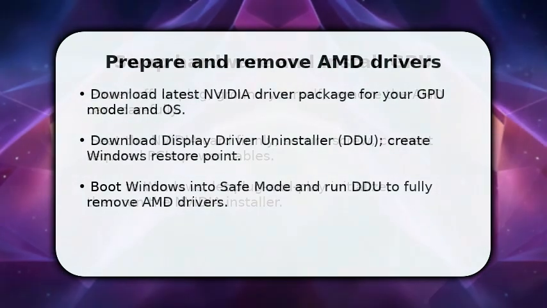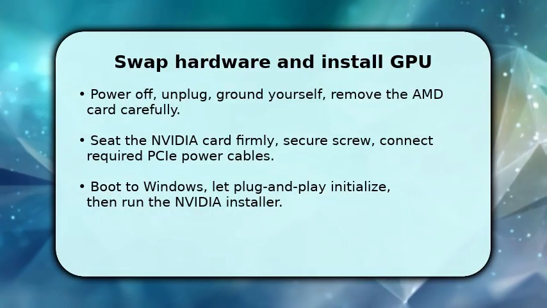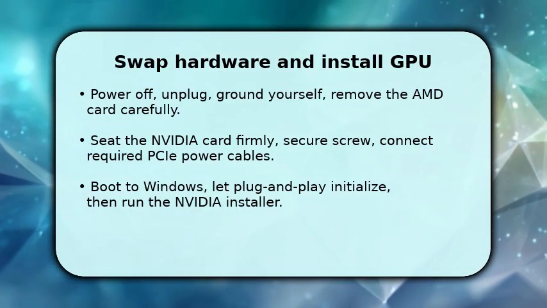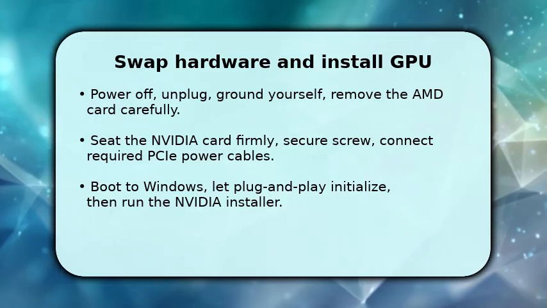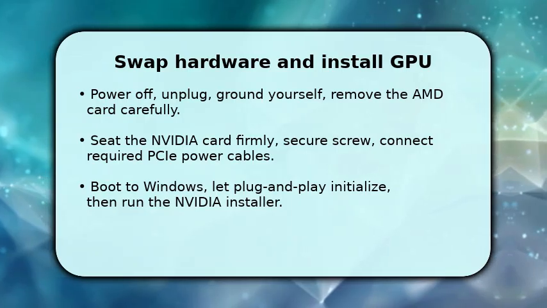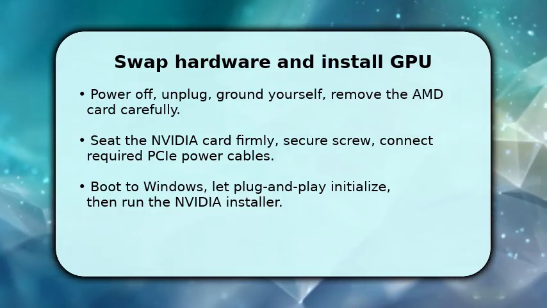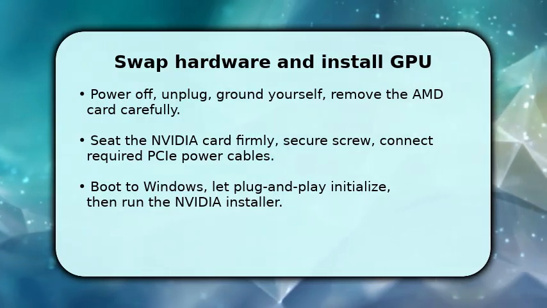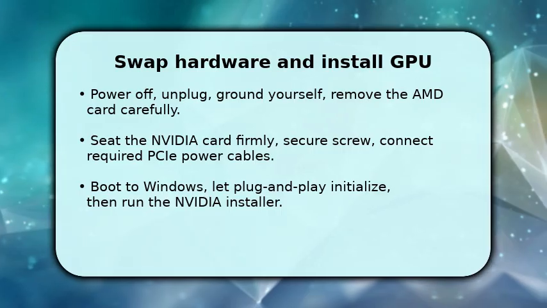You now move to hardware. Power off and unplug the system, touch metal to discharge static, and remove the AMD card from the PCIe slot. Once removed, seat the Nvidia card fully until the retention latch clicks, screw it to the chassis, and attach all required 6/8-pin PCIe power cables.